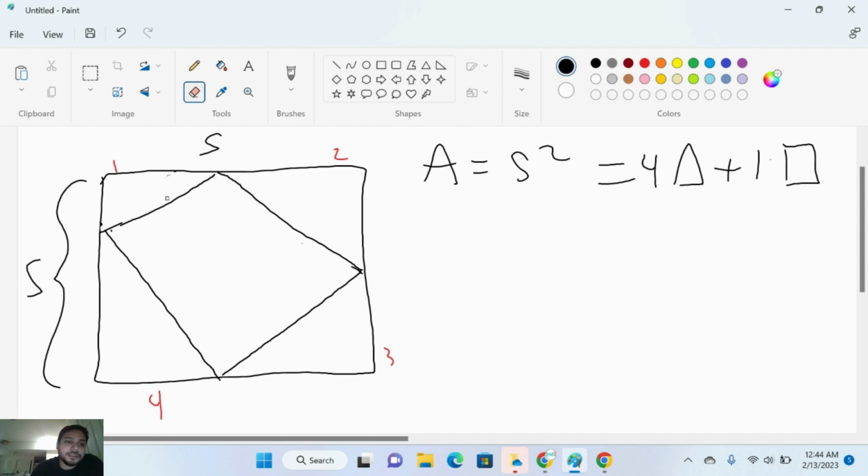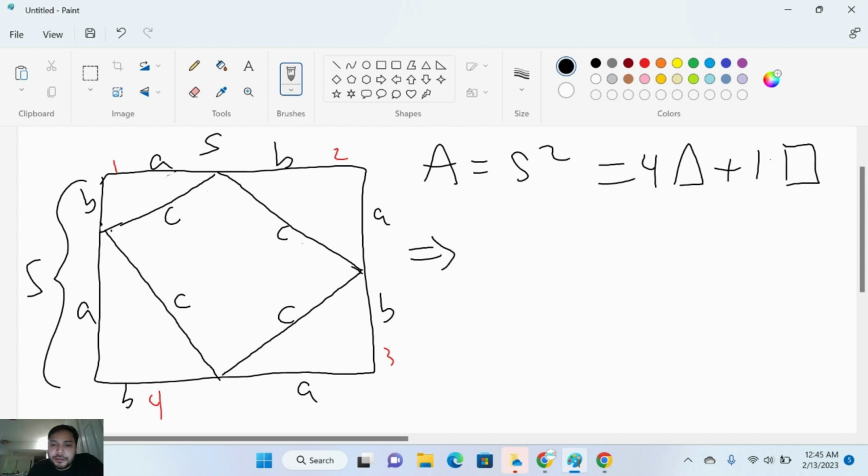So let's give some letters to this. These triangles are going to have a base of A and a height of B. A, B, A, B, A, B. So basically the long side of the triangle is A, and the short side is B. And we're going to call the diagonal of each triangle just the same C. They're all the same triangle. And essentially the side of the big square is just A plus B. So this is A plus B squared.